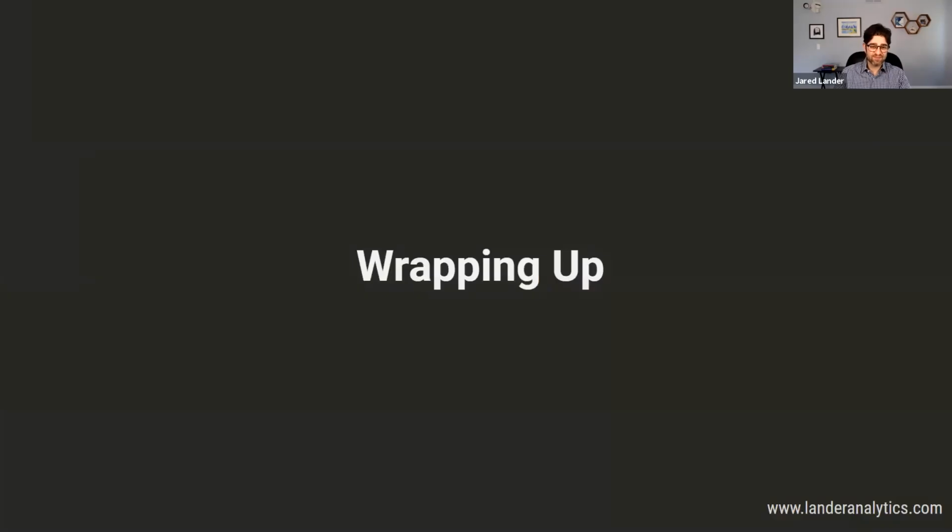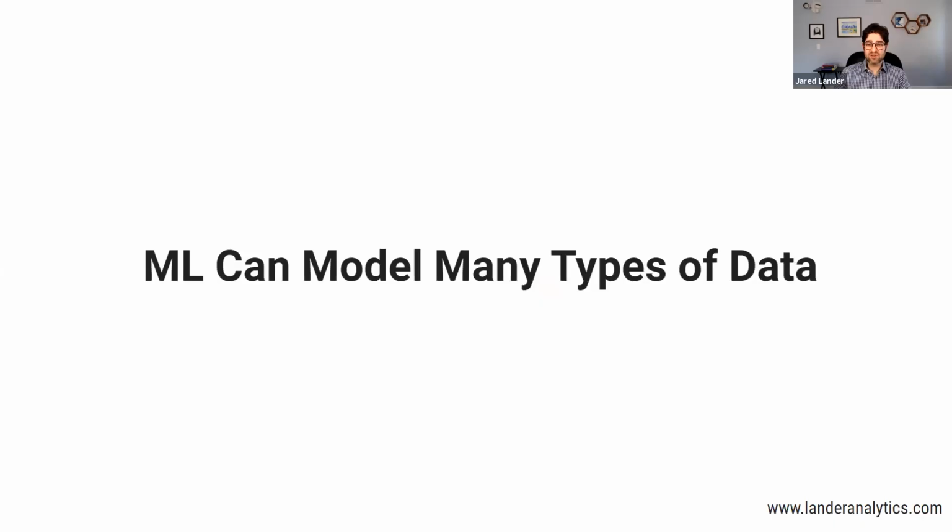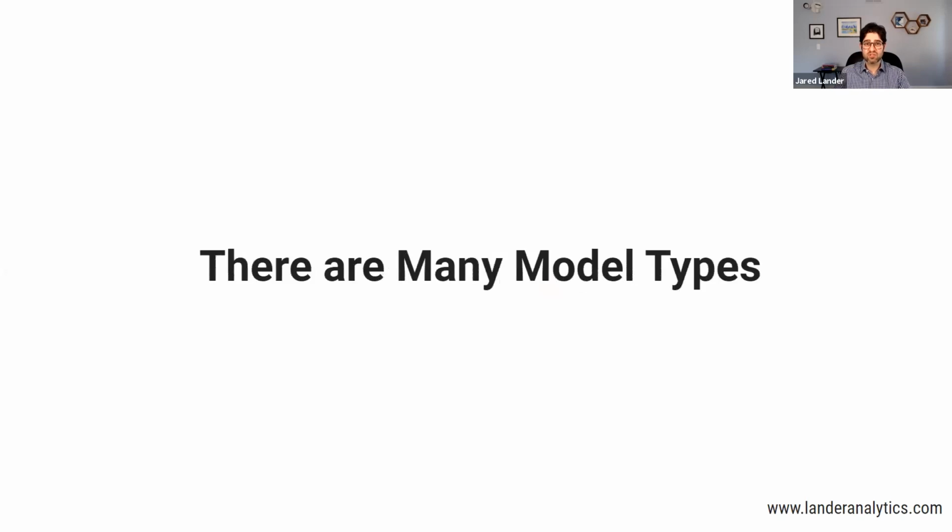So to draw down on everything we have seen today, machine learning can model many types of data. There are many modes, whether that is numeric data, classification, count data, survival rates, rankings. And remember, the outcome type dictates the mode. Once you've determined your mode, you then choose your model. And there are many model types: generalized linear models, tree-based models, Bayesian methods, deep learning, just to name a few of them. And each of these model types can solve multiple outcome types.